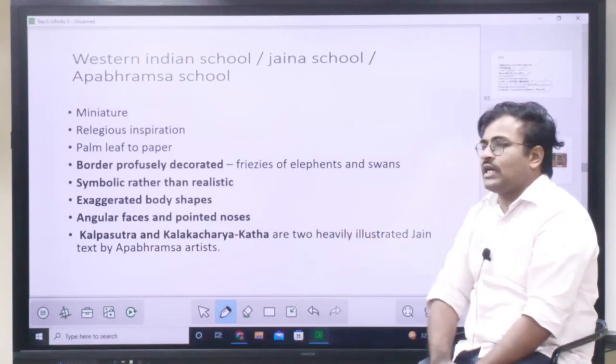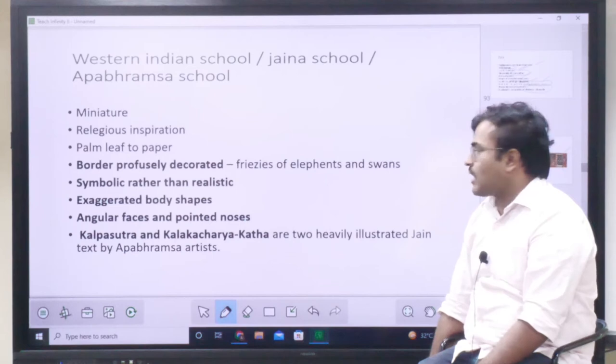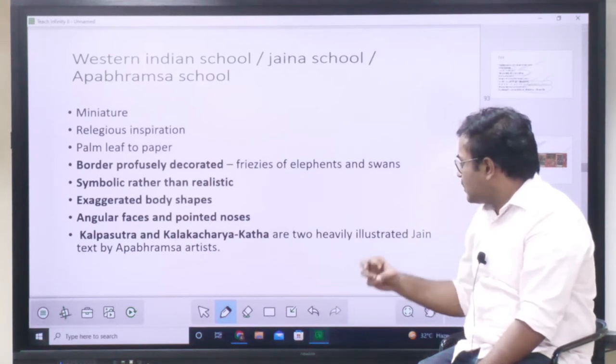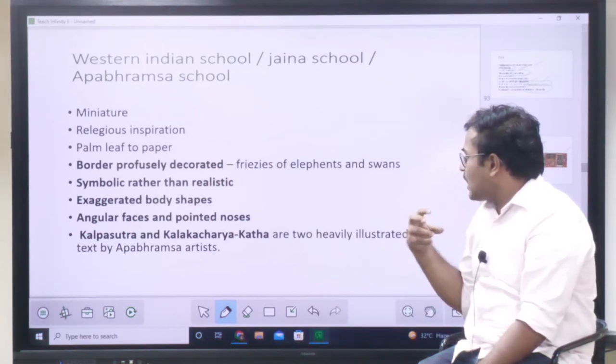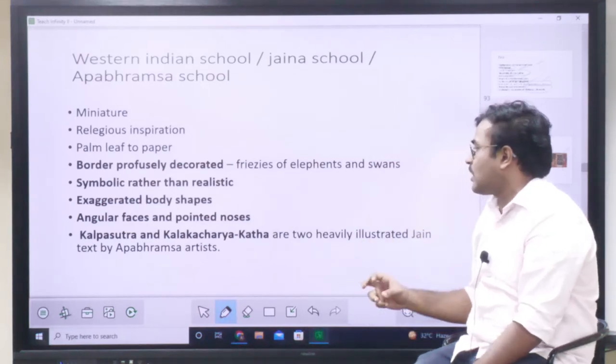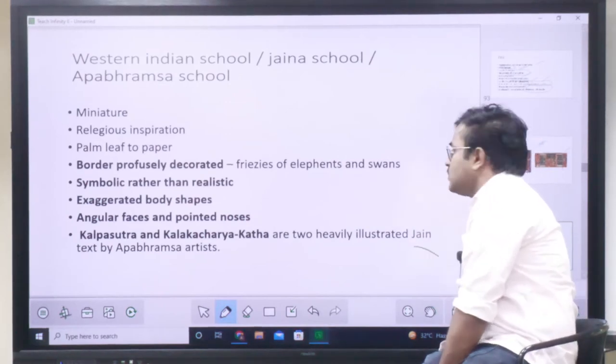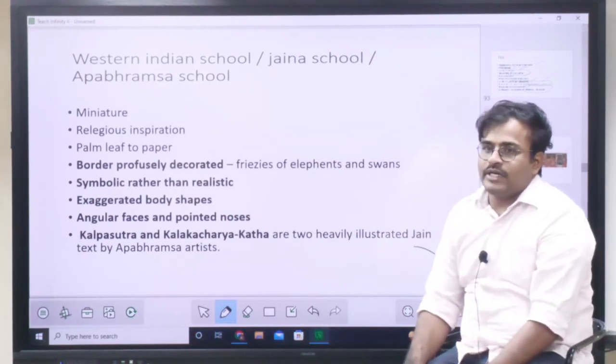The main books under this painting are the Kalpasutra and the Kalakacharya Katha. Kalakacharya Katha and Kalpa Sutra are the two important texts, and they are both Jain texts.